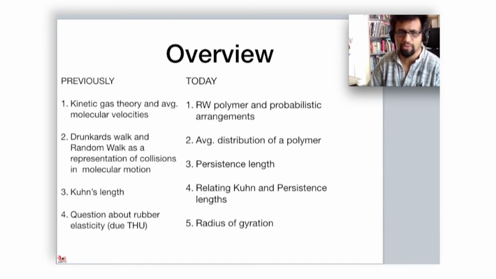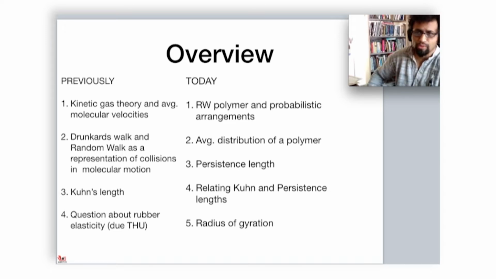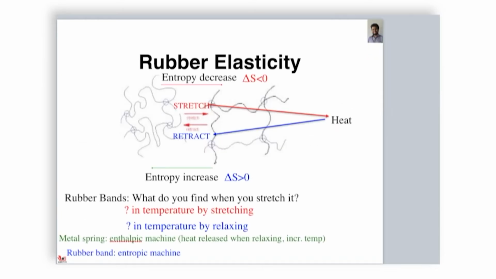So for today, I want to talk to you about random walk polymers and probabilistic arrangements, average distributions of polymers, persistence length, and relating Kuhn and persistence length to each other, ending with radius of gyration, which is again a part of your assignment for next week, and I hope you are eagerly looking at it. At least you've had a look at it. If you have questions, Thursday is the right time for you to discuss it with me. If there are any clarifications, obviously I can't give you the answers, but I can help you get to them. Okay, so let's go ahead.